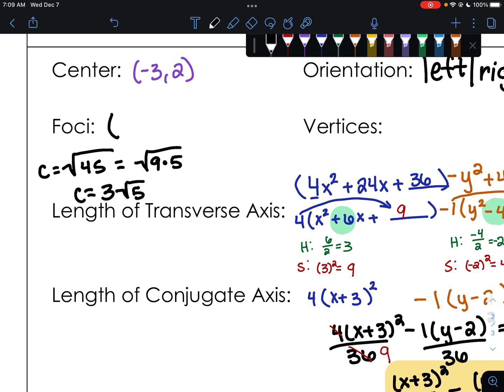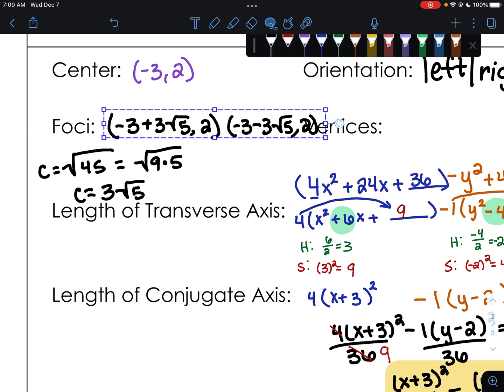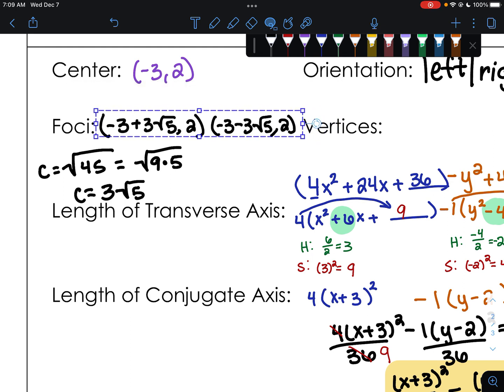So since it is a left-right one, we're going to add and subtract that from the x value of our center. So it's going to be -3 plus 3 rad 5, comma 2, and -3 minus 3 rad 5, comma 2. So let me make that a little smaller, scoot it over some. Boom. That is our foci.